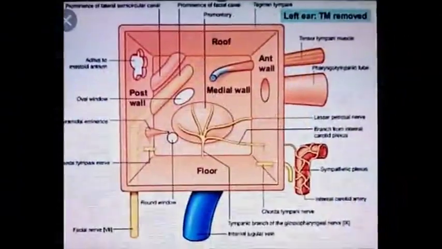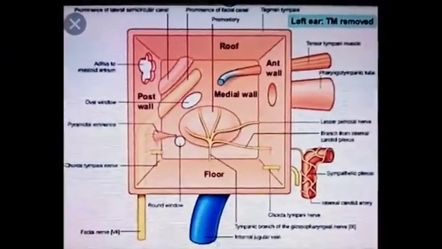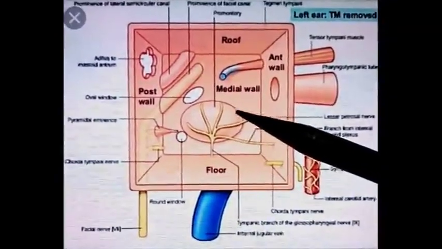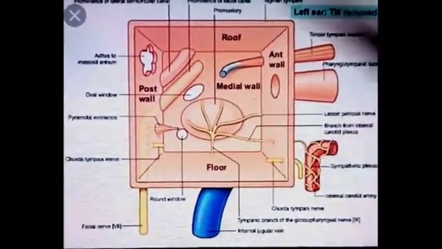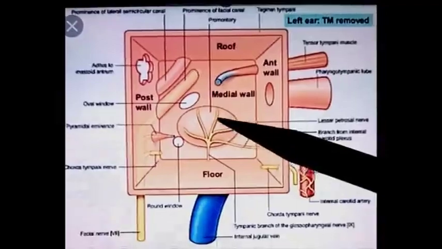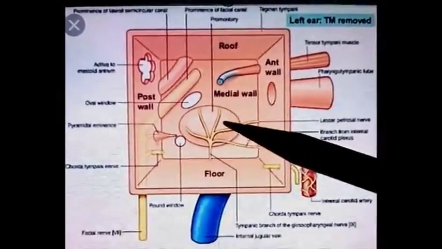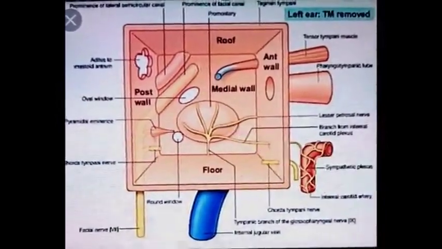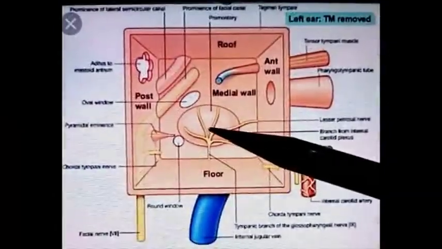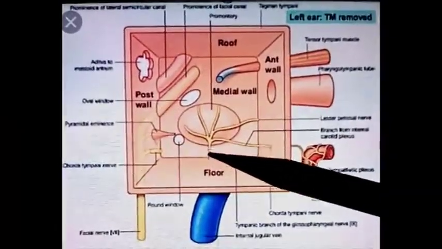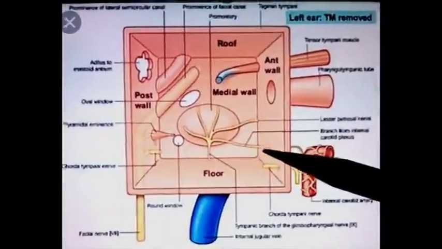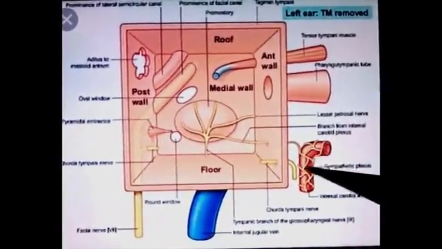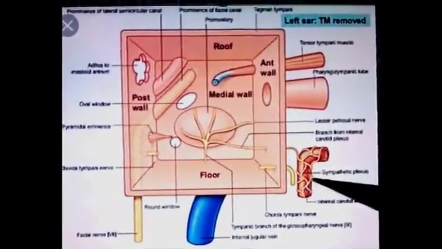Next is the lesser petrosal nerve. The lesser petrosal nerve is parasympathetic in nature and it is a branch of the tympanic plexus. The tympanic plexus is a network of nerves which is present over the promontory of the middle ear cavity. This plexus is formed by the tympanic branch of the glossopharyngeal nerve and a branch from the internal carotid plexus, which is present over the internal carotid artery.